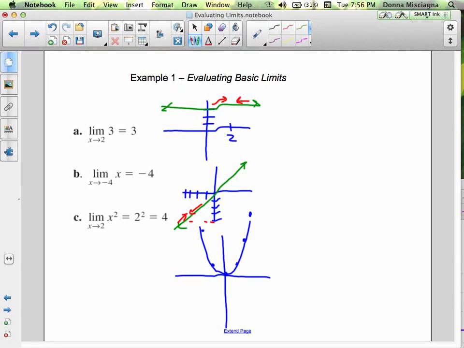All right, so here is 2. And of course this would be 4. As we look from the left-hand side and the right-hand side, the limit of x squared as x approaches 2 is 2 squared, or 4. So now we don't have to draw the graphs on these. I just wanted to show you and relate it back to our graphical limits. We can use direct substitution because these are well-behaved functions.